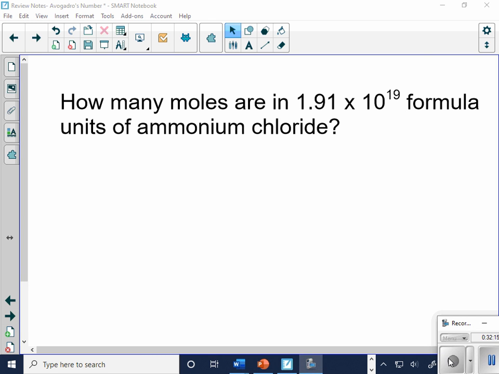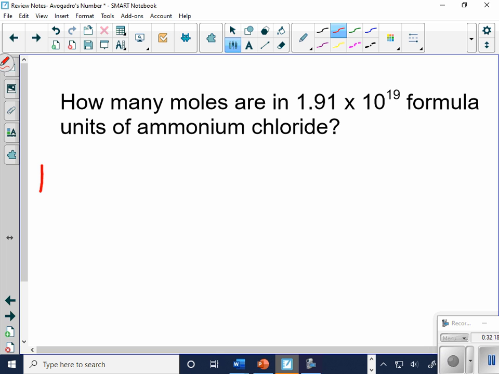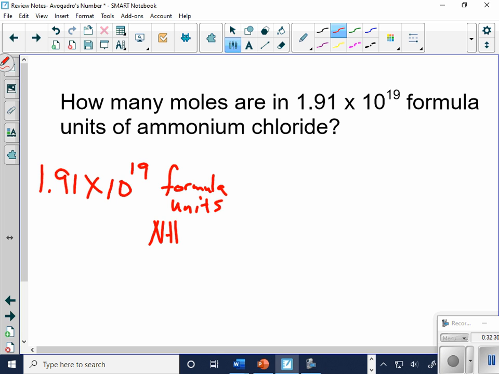Okay, now, as I get onto this one, 1.91 times 10 to the 19th formula units of ammonium chloride, NH4Cl. Now that's a pretty bad writing there. Let me redo that, little OCD in me. NH4Cl. That's a little bit better. I get on to you guys for not writing legibly. I'm going to do it.